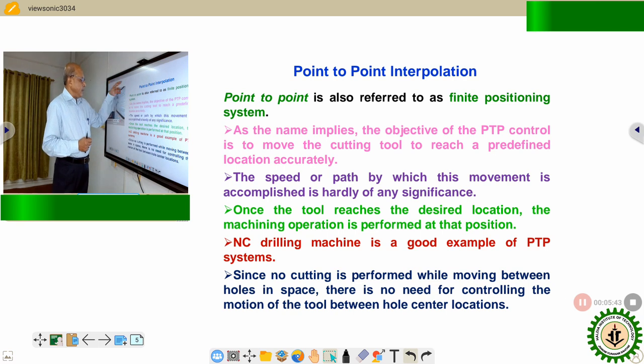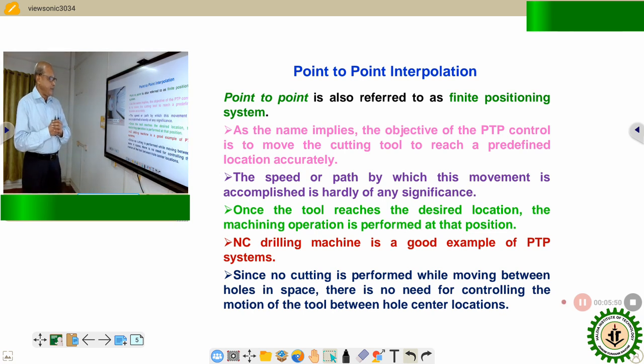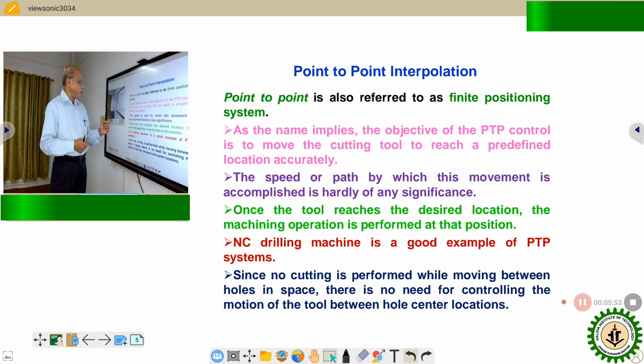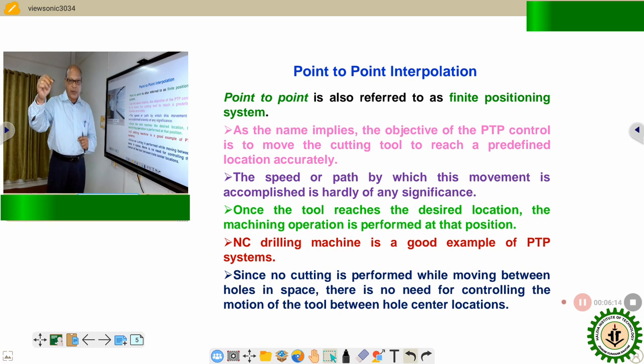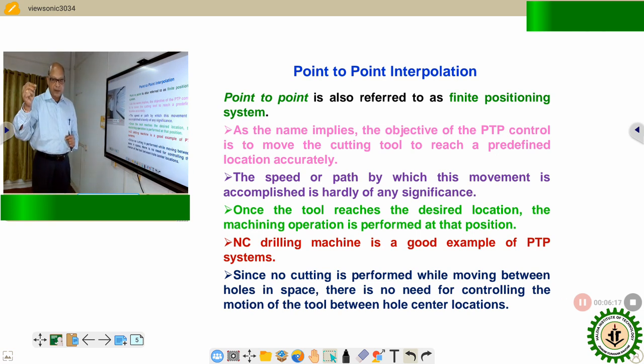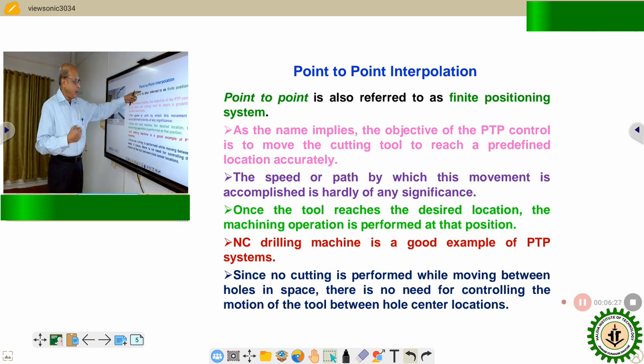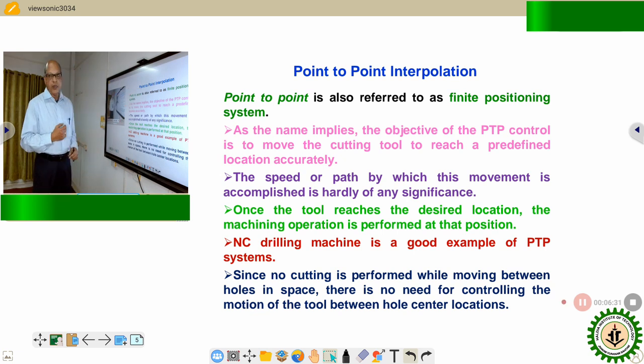What is point to point? This system or interpolation is also referred to as a finite positioning system. As the name implies, the objective of PTP control is to move the cutting tool to reach a predefined location accurately. In this mode, the path along which the tool is moving is of no significance. It will only start from a definite point and reach the destination point correctly, without any regard to the path which the cutting tool is following. That is why this type of interpolation is identified as point-to-point interpolation.